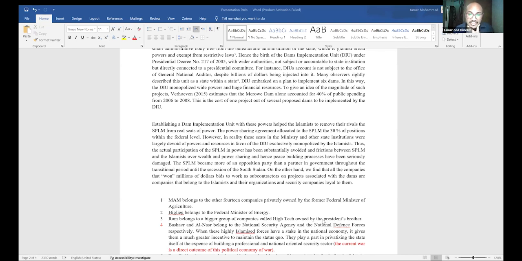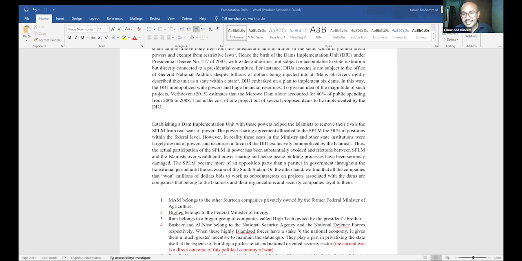Thus, the actual participation of the SPLM in power was substantially avoided, and then friction started between the SPLM and the Islamists over the wealth and power. Hence, peace-building processes were seriously damaged. The SPLM became more of an opposition party than a partner in government throughout the transitional period until the secession of South Sudan.